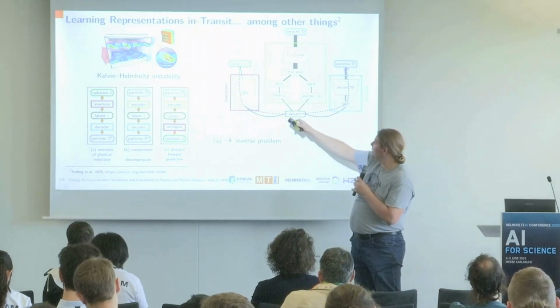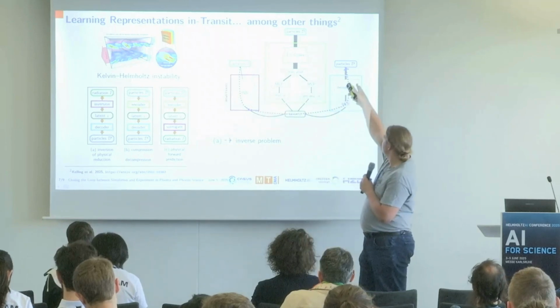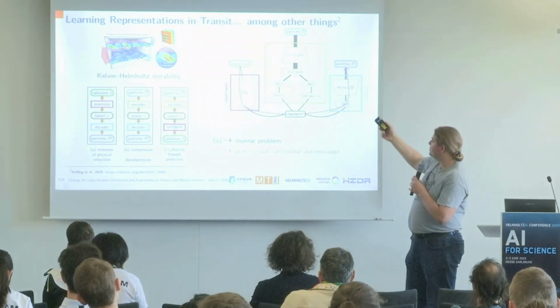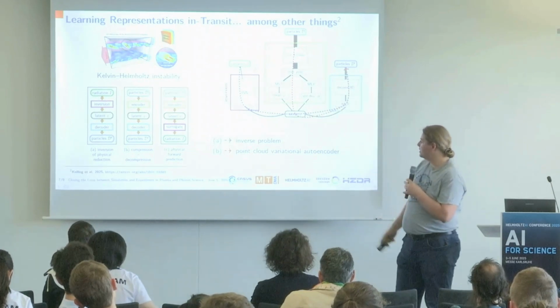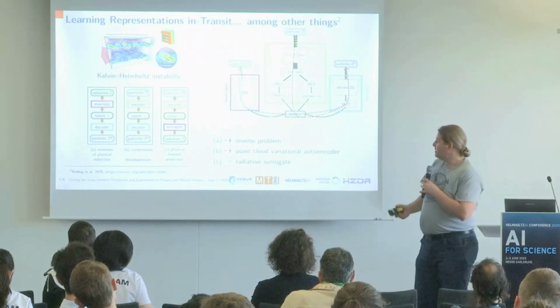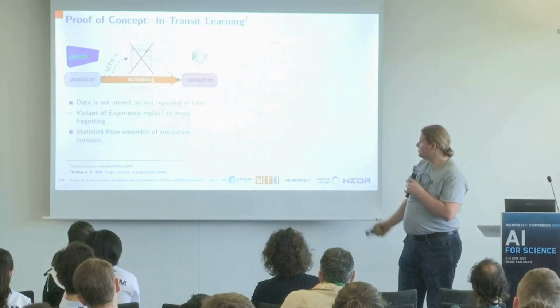So we have an autoencoder, but we have, for example, this inverse problem, where we go from the radiation to the particles that are there. In order to be able to produce this particle cloud, we have this autoencoder which learns latent representations of the particles, which then this invertible neural network can predict. And the forward direction of this gives us a radiation surrogate.